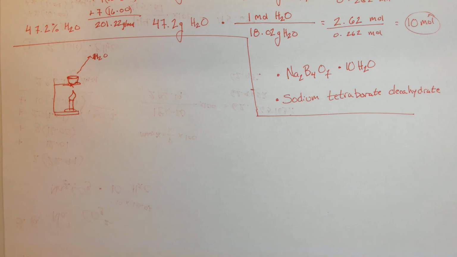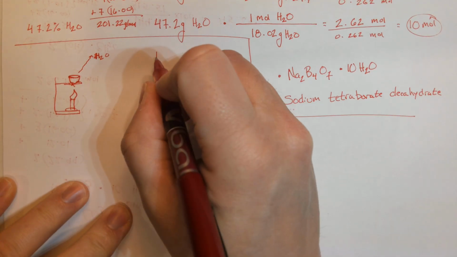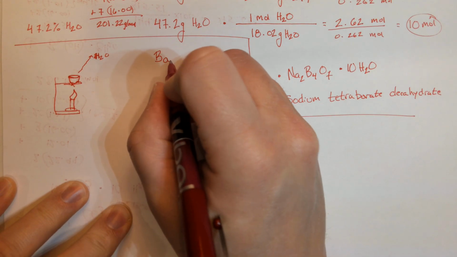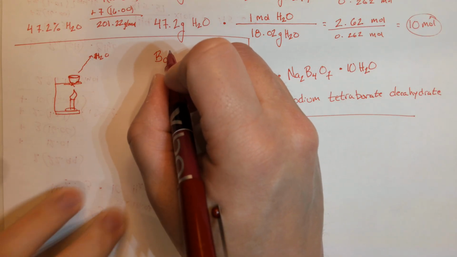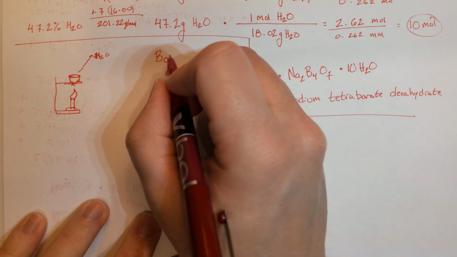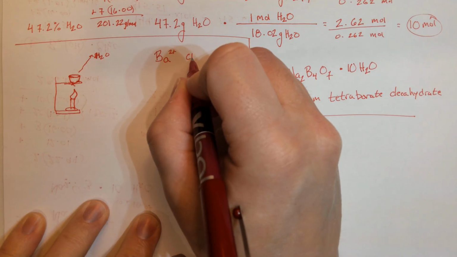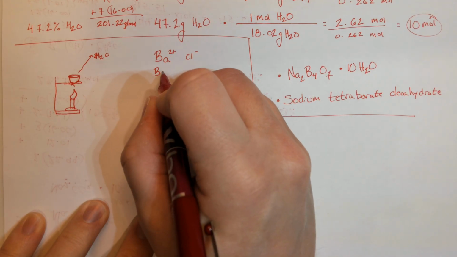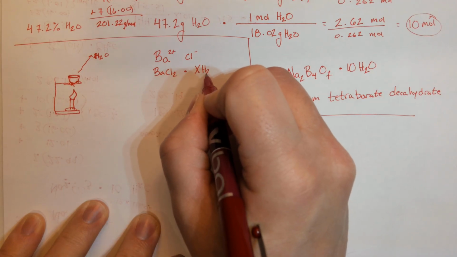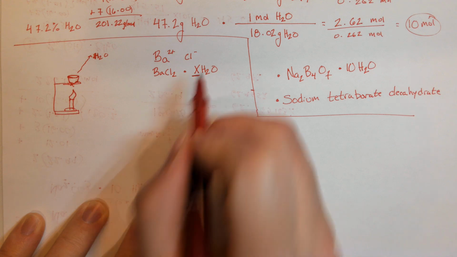Right, you're going to actually determine the mass percent of your substance, which is pretty cool. Okay, so we start off with barium chloride. Barium is 2+, and chlorine is 1-. So when we crisscross, we get BaCl2 dot XH2O. Okay, and this is what we're looking for.